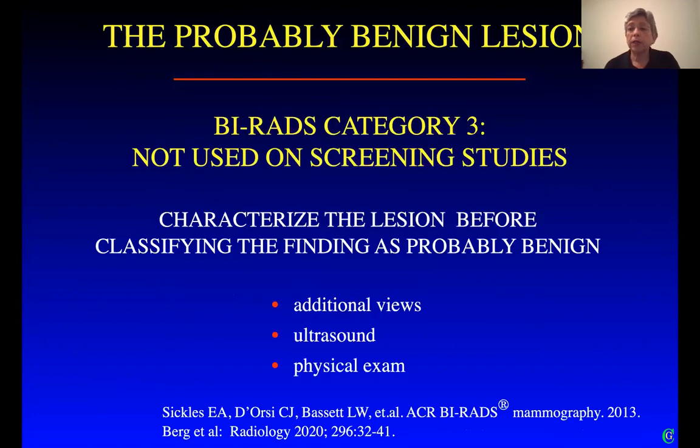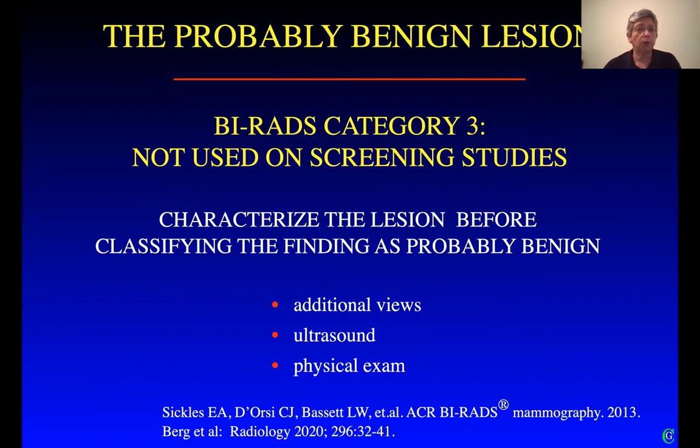Now, it is important to emphasize, and I'm going to say this several times, that the BI-RADS category 3 is not used on screening studies. We characterize the lesions before we classify them as probably benign. And the characterization of the lesion might involve additional mammographic views.